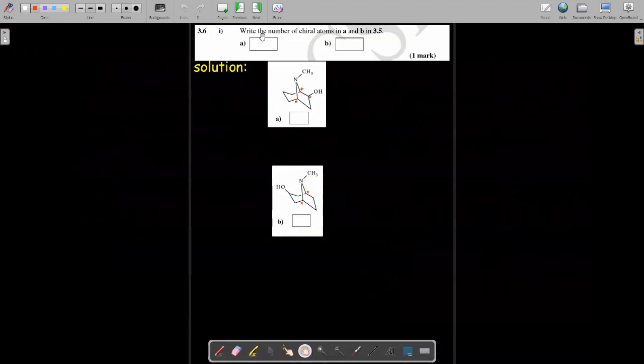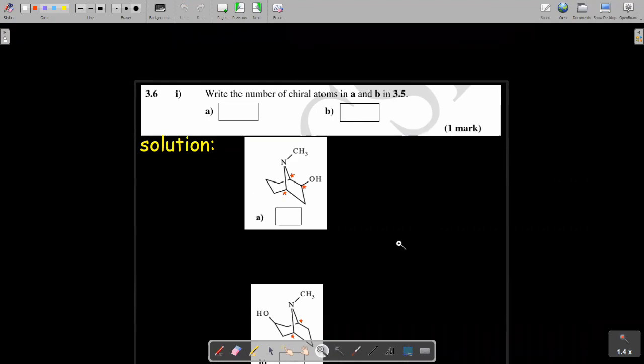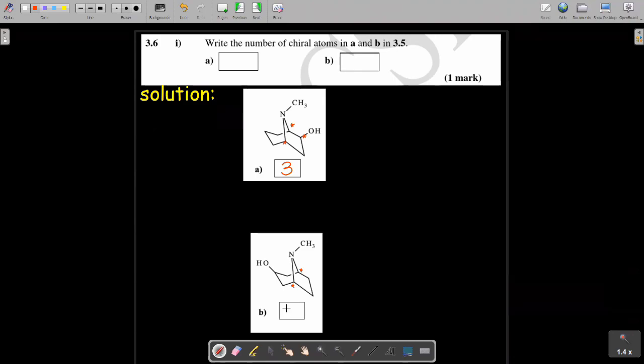3.6 also I would like to discuss. Write the number of chiral atoms in A and B in 3.5. Chiral means all 4 positions are substituted by different groups. So these 3 I have marked in red will be the chiral centers. So I get 3 chiral atoms in A, and here you have 2 atoms. HBCSE has given 2 sets of answers, 3 and 2 for A and B respectively, and 4 and 3 for A and B respectively. I prefer 3 and 2, because the nitrogen in these 2 cases is not regarded as chiral due to flipping.